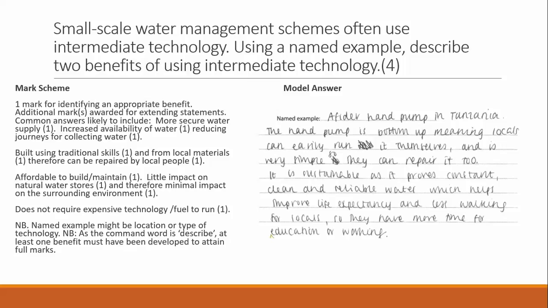Examples on the left hand side give you ideas of different benefits. If you didn't get the 4 marks, go through your answer and then develop it and explain it. The example on the right gets 4 marks. Have a read of it, figure out why.